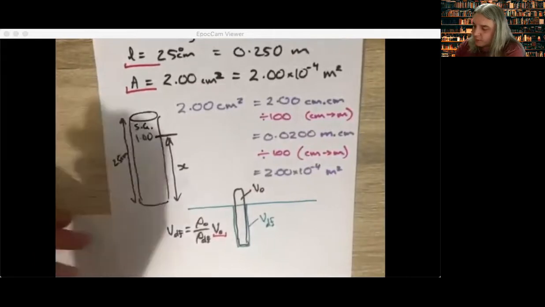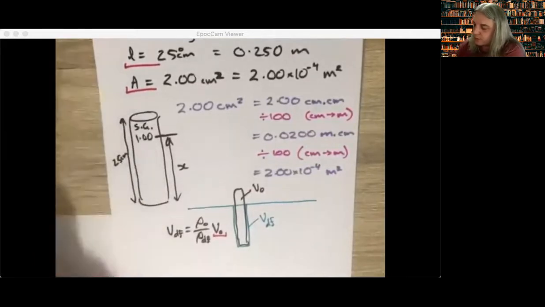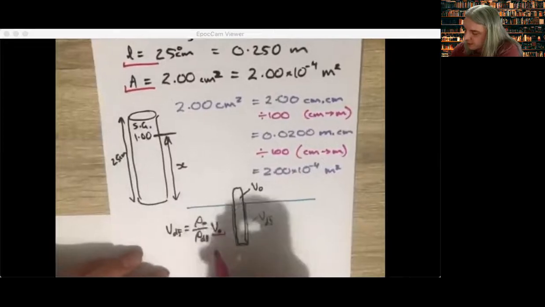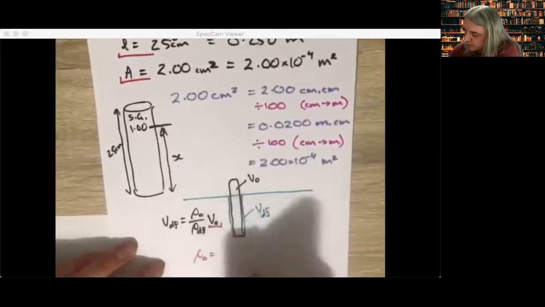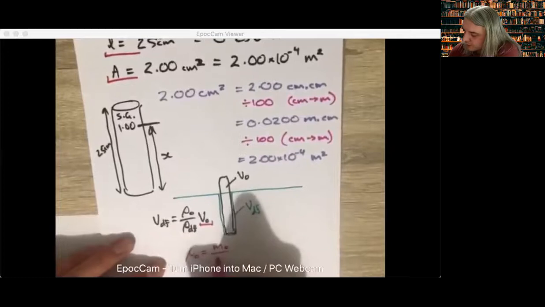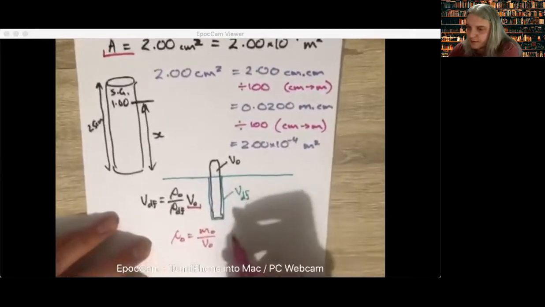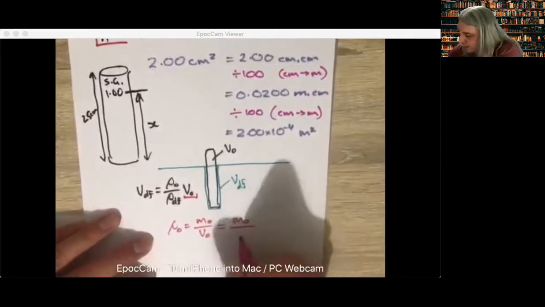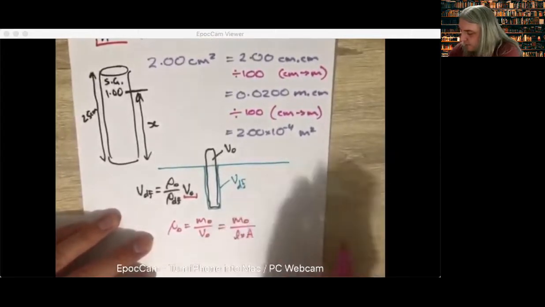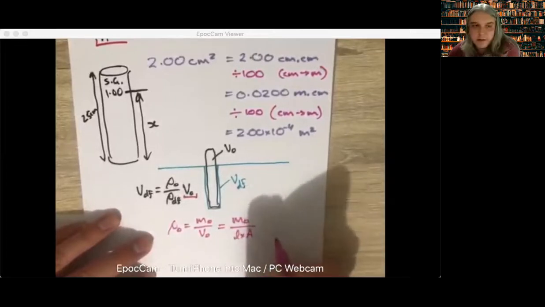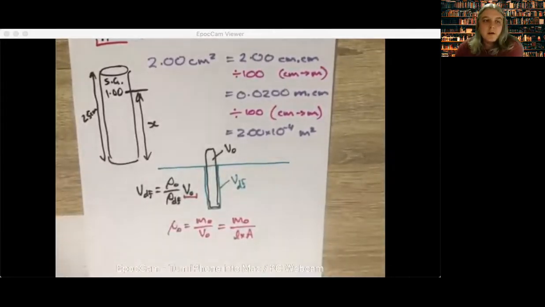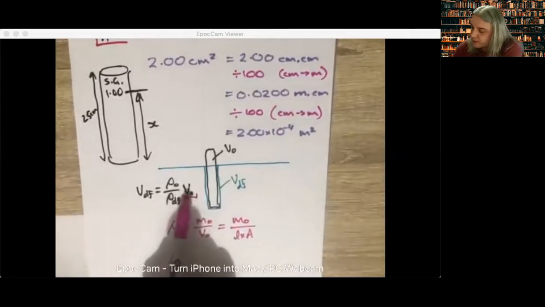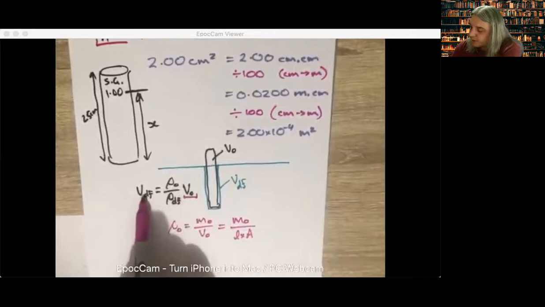We don't know the density of the object yet, but we can calculate that too, because the density of the object is equal to the mass of the object over the volume of the object. We've been given the mass, and I just said we can calculate the volume. So mass of object over the length times the area will give us the density of our object. So we know the density of the object. We know the original volume of the object. The volume of the displaced fluid is what we're looking for.